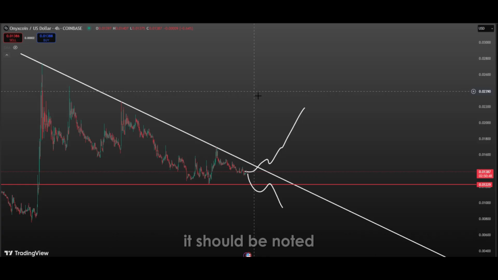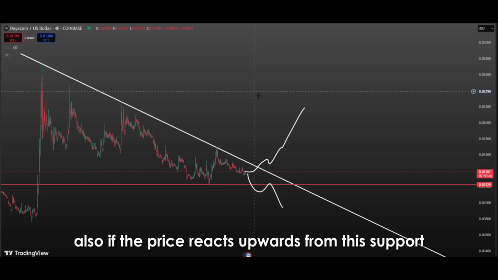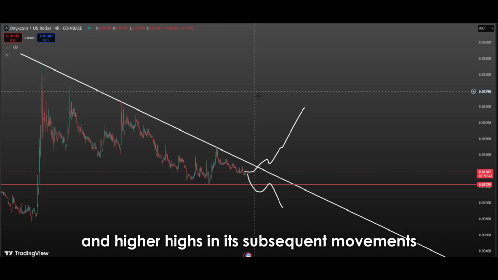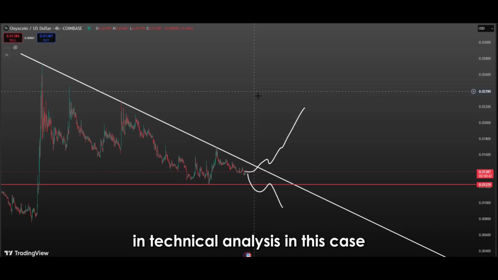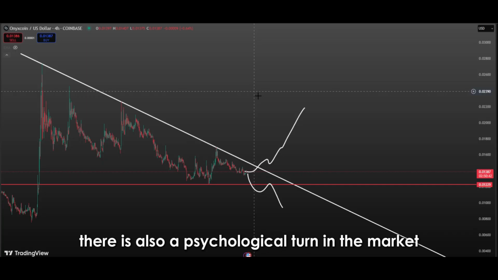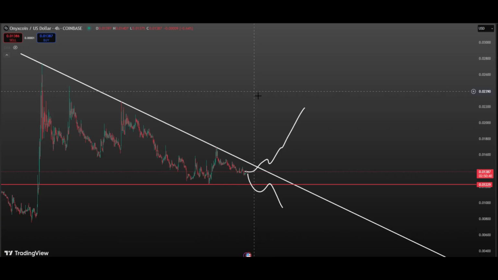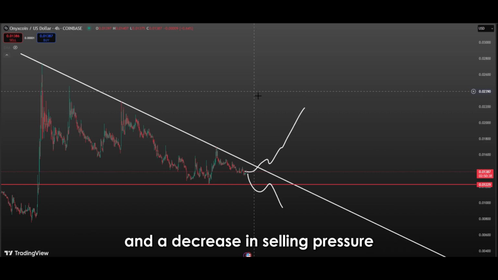In this respect, it should be noted that the support level should be considered not only as a floor, but also as a trend reversal zone. Also, if the price reacts upwards from this support and starts to form higher lows and higher highs in its subsequent movements, this is considered the beginning of an uptrend in technical analysis. In this case, there is also a psychological turn in the market. Traders no longer expect a decline, but an uptrend. This leads to both an intensification of buy orders and a decrease in selling pressure.